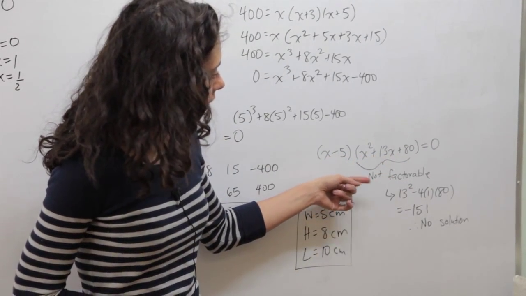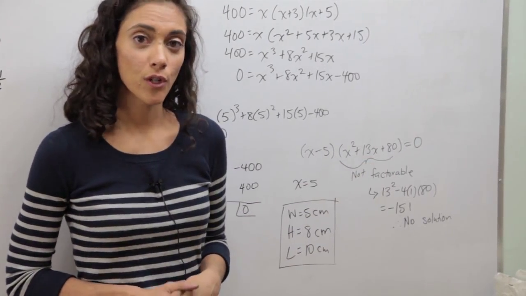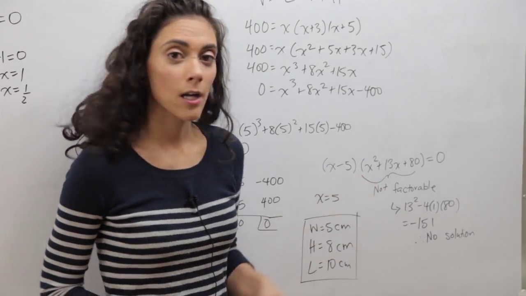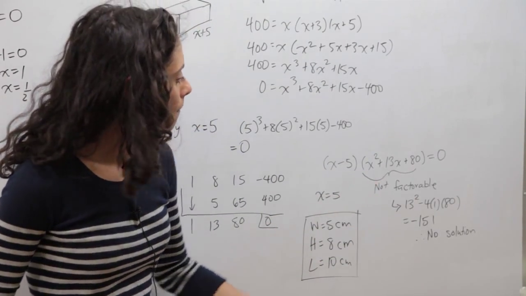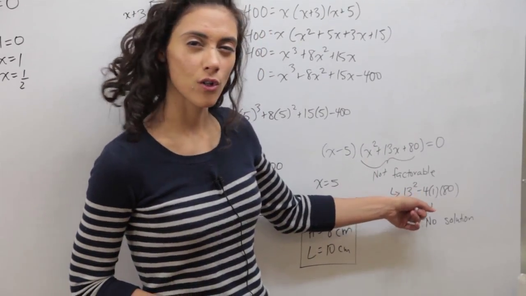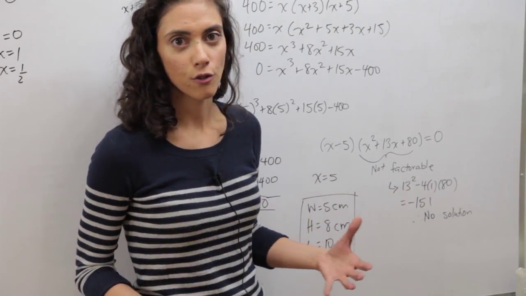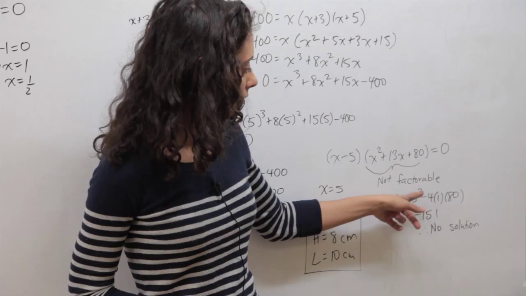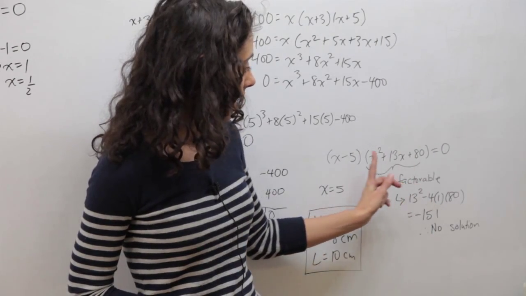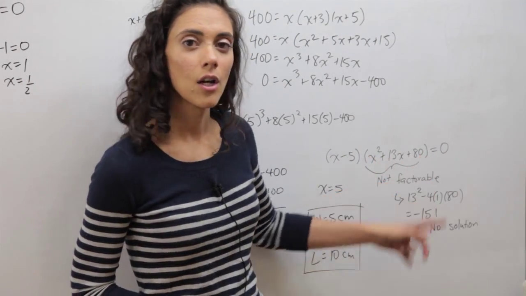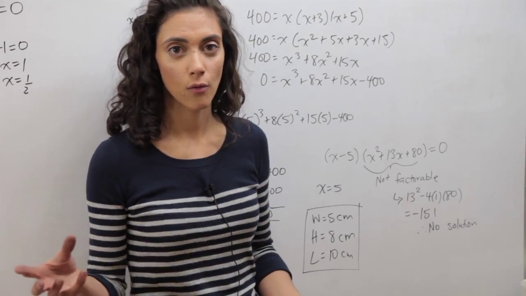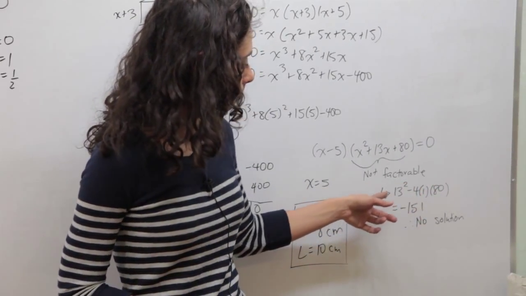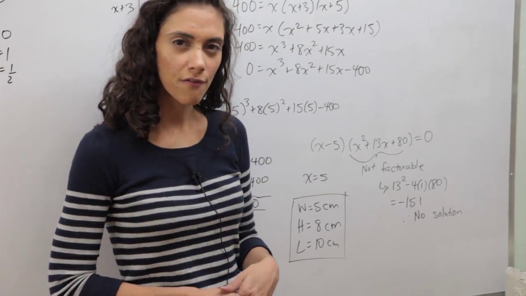Now this is not factorable. I cannot find two numbers which multiply to 80 and add to 13. So we have our backup plan, the quadratic formula. But remember this, the discriminant of the quadratic formula tells you whether there are solutions or not. This is b squared minus 4ac. The coefficients of a quadratic equation will tell you whether there is a solution or not. Plugging that in, I find that it's negative 151.